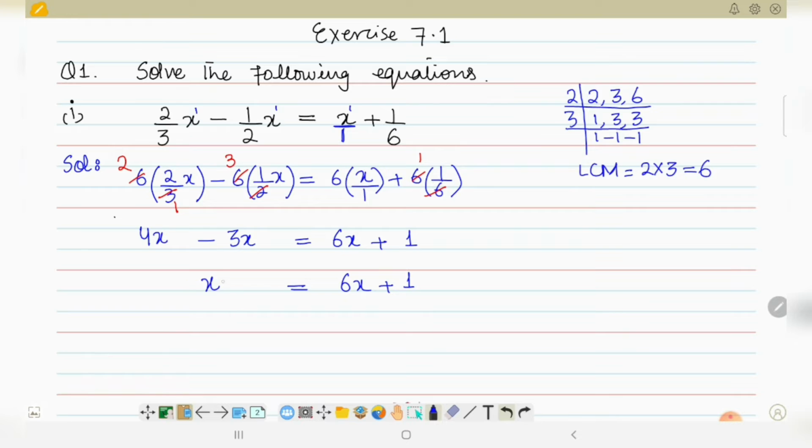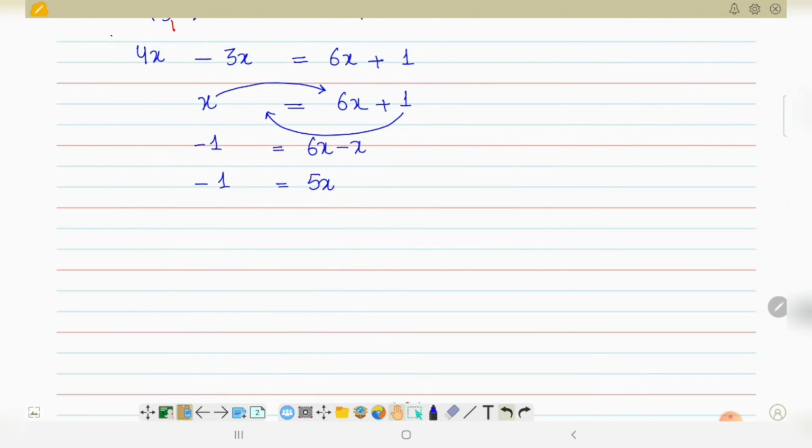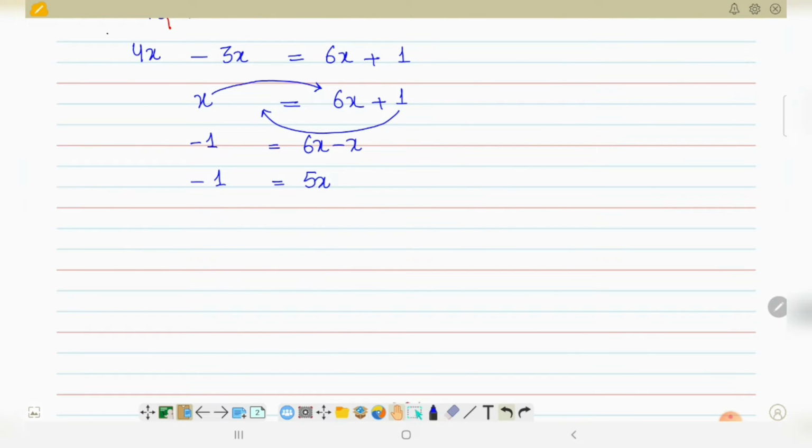So here we can say we will move x towards this side and 1 towards this side. It will become minus 1 and it will become 6x minus x. So it will become 5x. Since we are finding out the value of x only, we don't need 5 over here. So we will take 5 to the other side and it will get divided by minus 1. So you are left with x equals to minus 1 by 5.